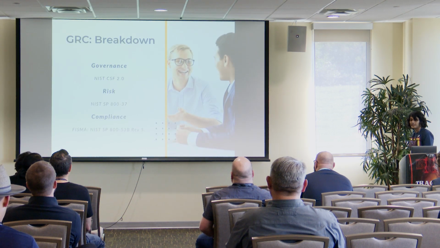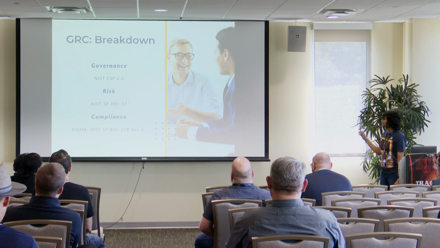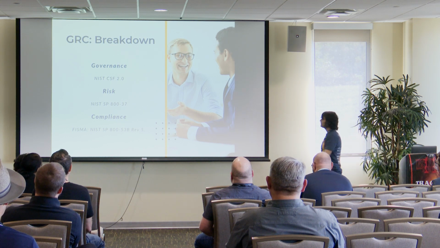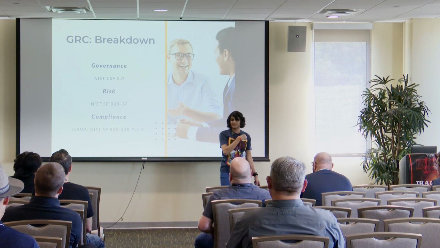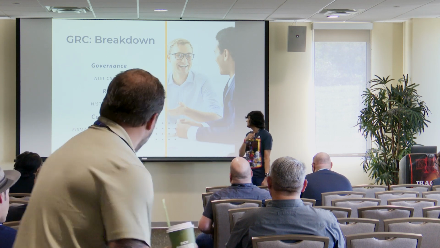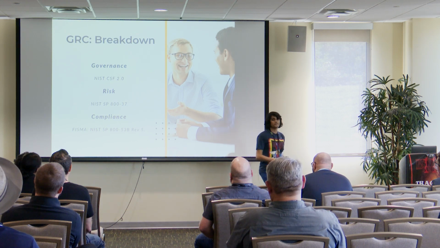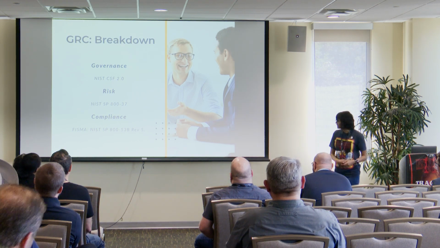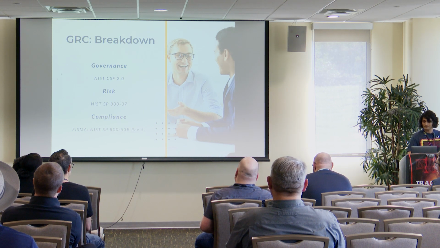Now, let's break down each layer and identify a good reference for one. So governance, we have NIST CSF 2.0, risk 837. And for compliance, let's take FISMA as an example. We have SP 853B Ref 5. Sounds good? All right.